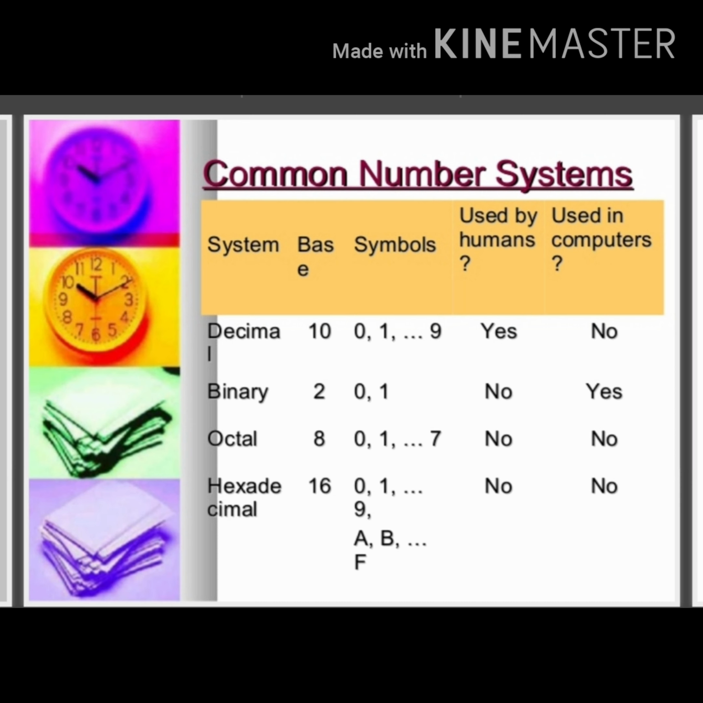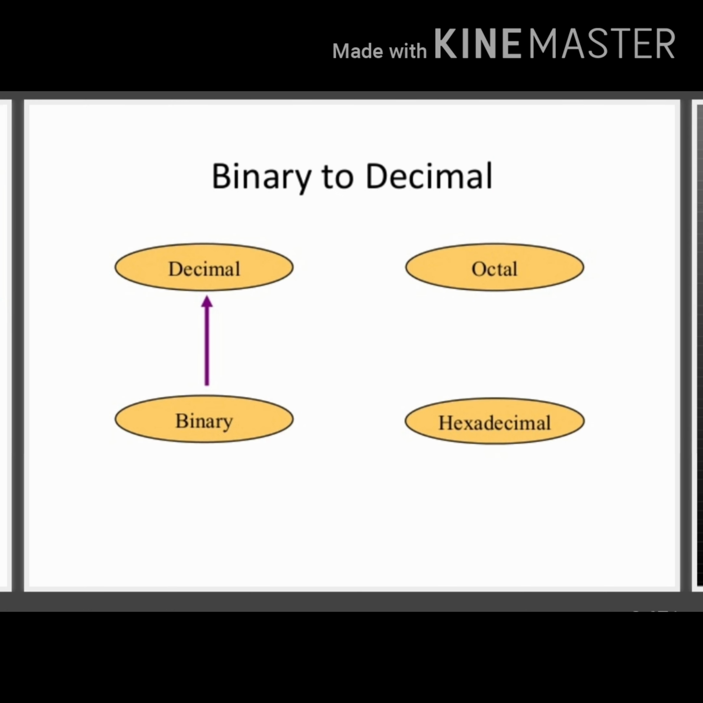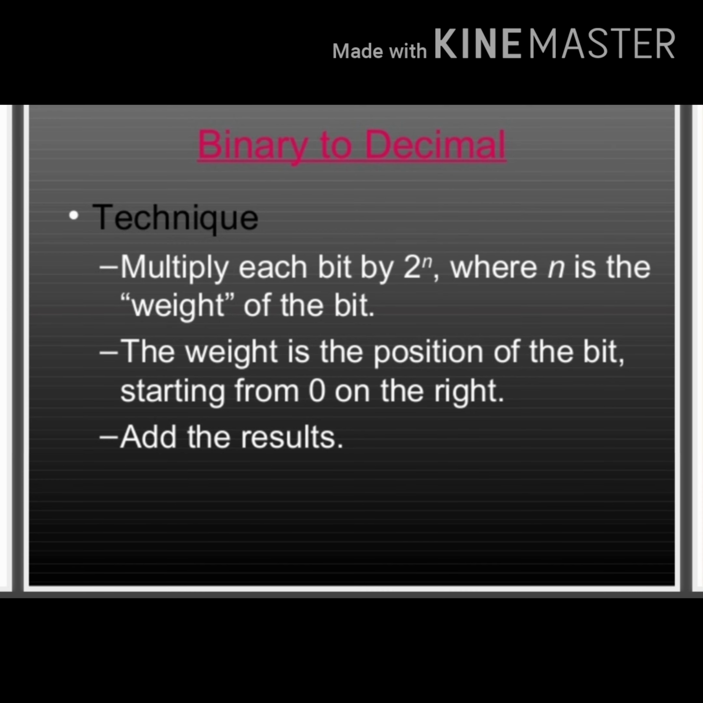So in this way we have introduced the common number systems, and now we will define the conversion of binary to decimal with the help of different rules. A very simple conversion, as we have already done. So let's discuss this conversion. The rule is to multiply each bit by 2 to the power n, that is 2 to the power 0, 1, 2, where n is the weight of the bit. The weight is the position of the bit starting from 0 on the right, and then we will get the result. So I am explaining with an example.